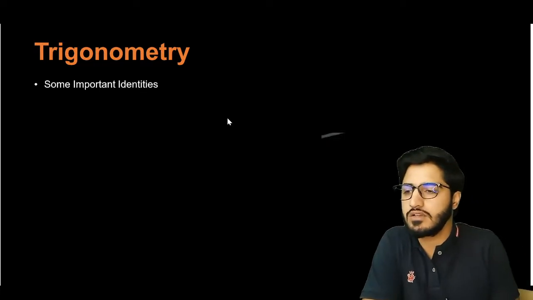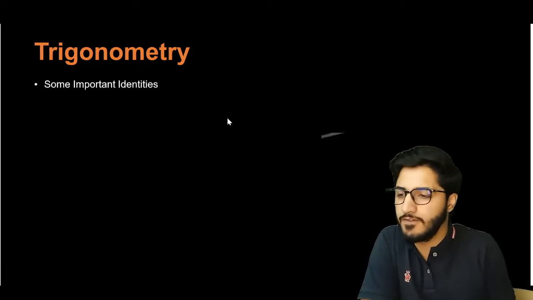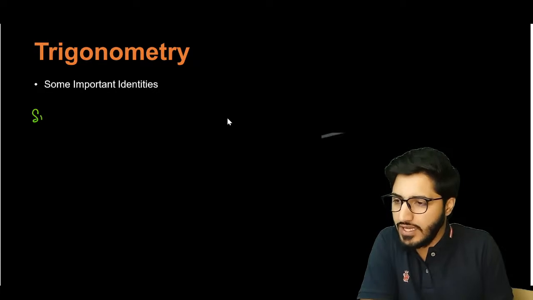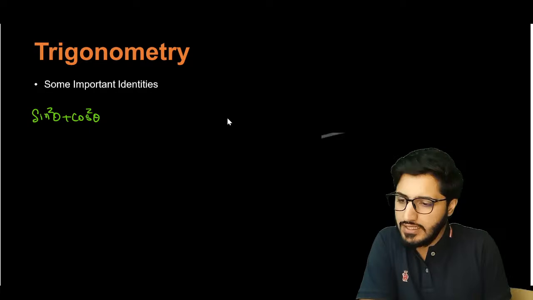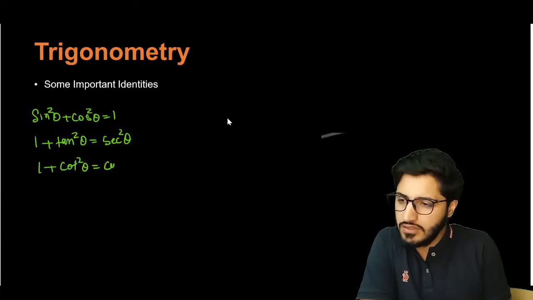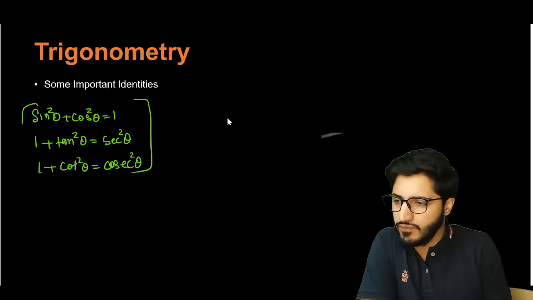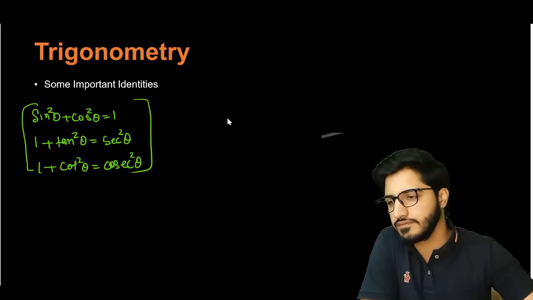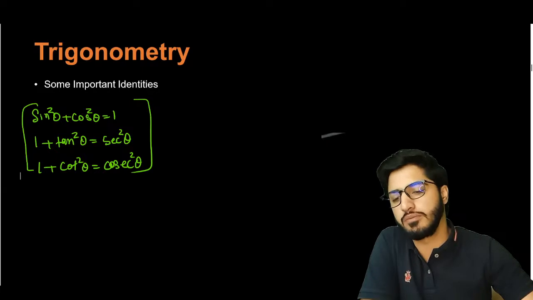Now what identities we are having? First identity, that is sine square theta plus cos square theta is 1. 1 plus tan square theta is sec square theta, then 1 plus cot square theta, it is cosec square theta. Okay, these are some identities that we need to remember.